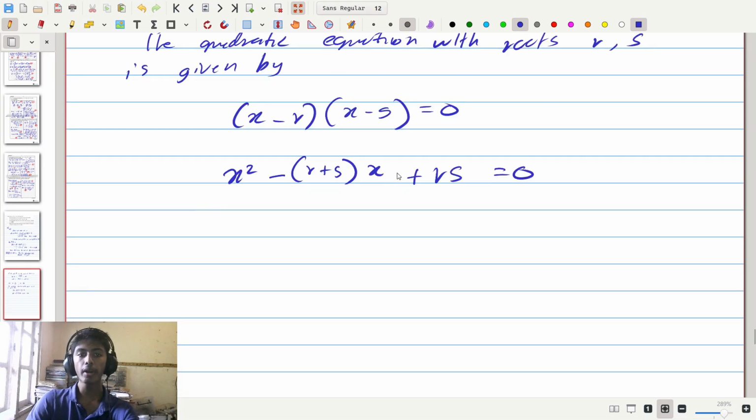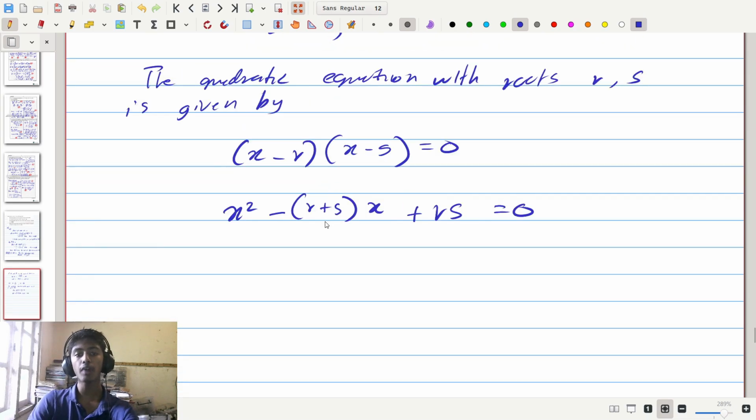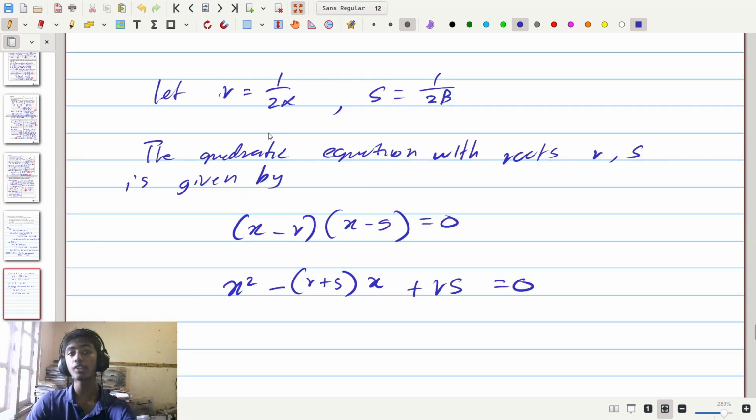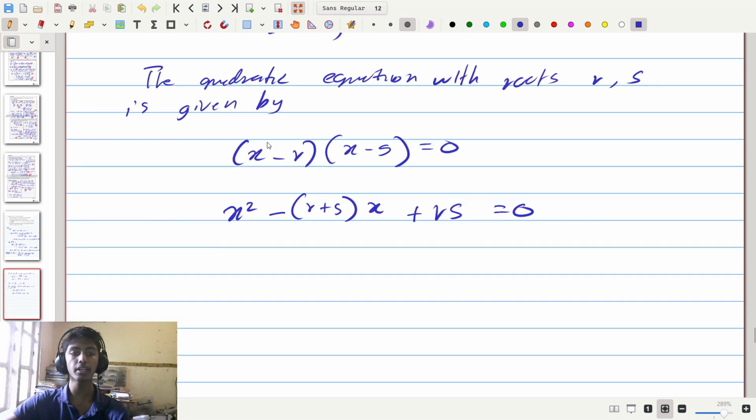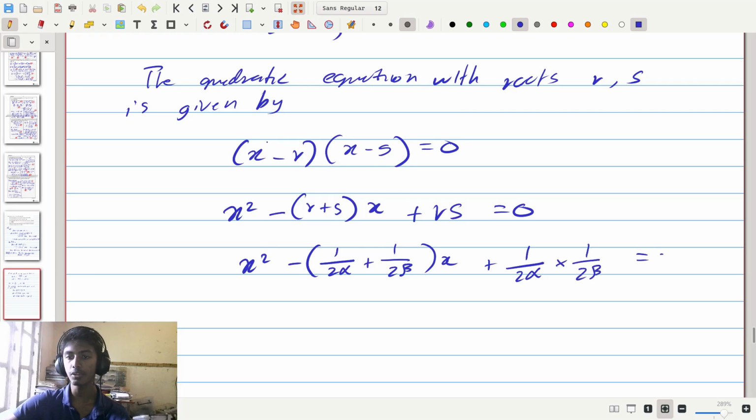So now we're going to substitute into this the value of r and the value of s. The value of r is 1 over 2 alpha and the value of s is 1 over 2 beta. Therefore, the quadratic equation becomes x squared minus (1 over 2 alpha plus 1 over 2 beta) times x plus 1 over 2 alpha times 1 over 2 beta equals 0.